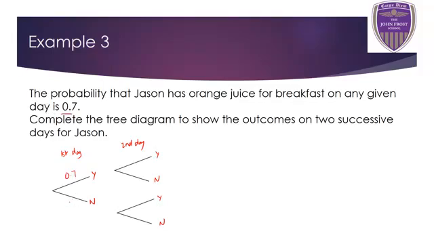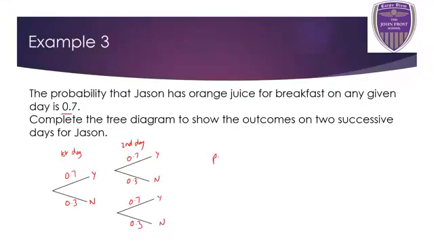So how do I find the probability he won't? Well, the branches on the probability tree must add up to a whole 1. So I know that 0.3 plus 0.7 adds up to a whole 1. Okay, and then I can fill these in because on each day it's the same outcomes. And there's my probability tree now filled in. So complete the tree diagram to show the outcomes on 2 successive days. We've done it. And then if we wanted to work out any probabilities, we could use the tree diagram.